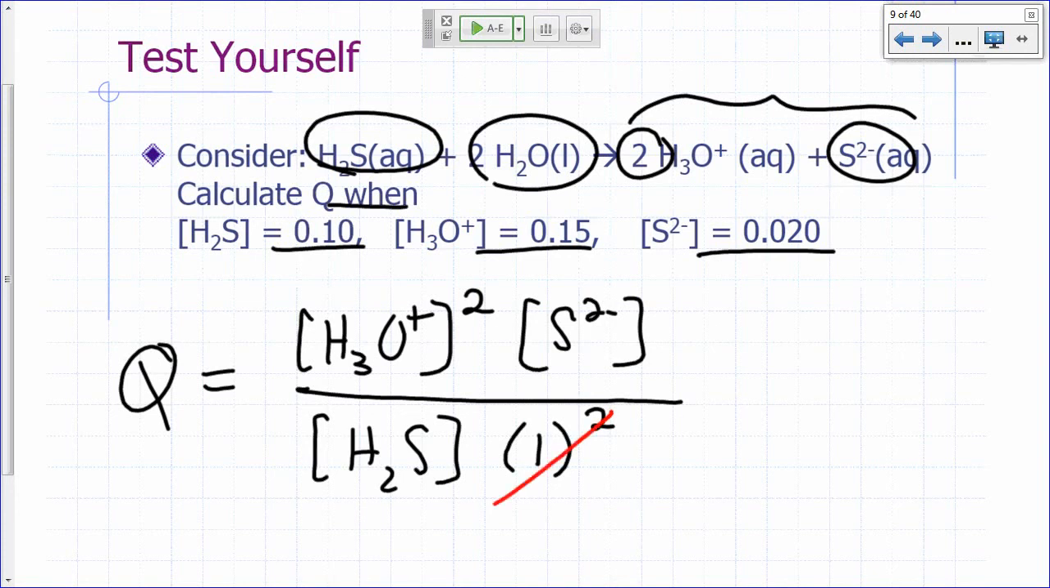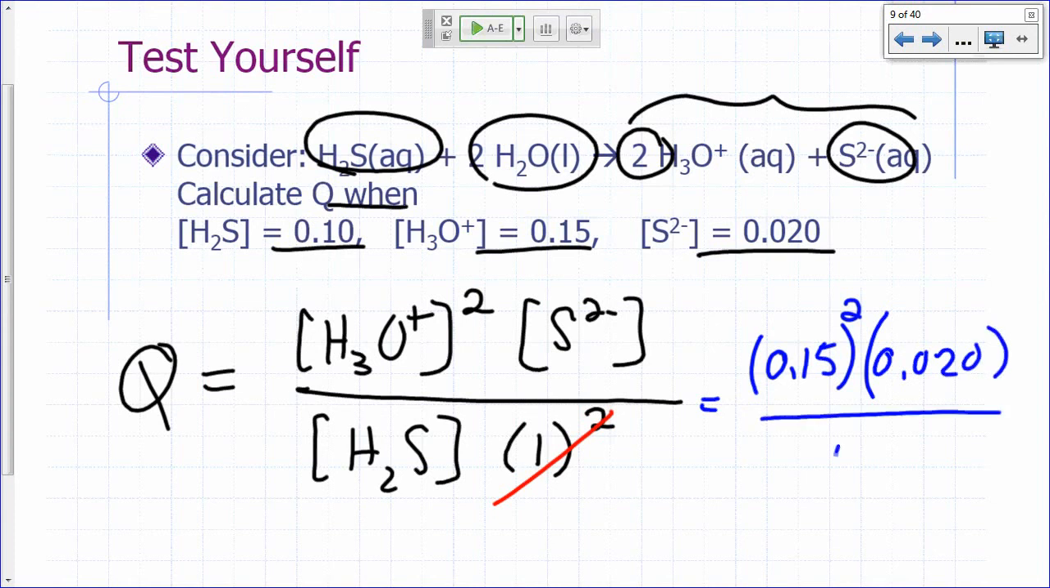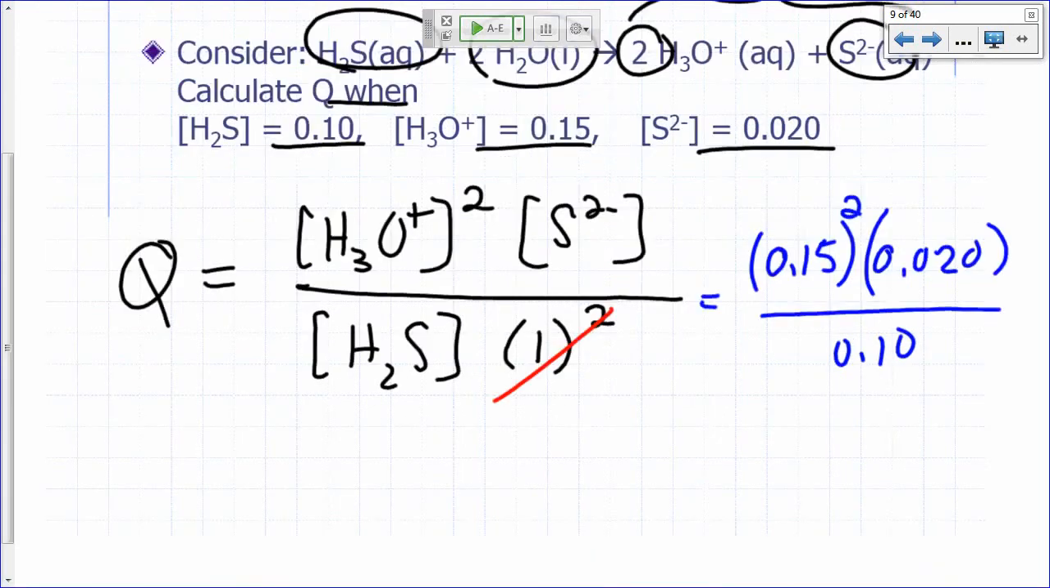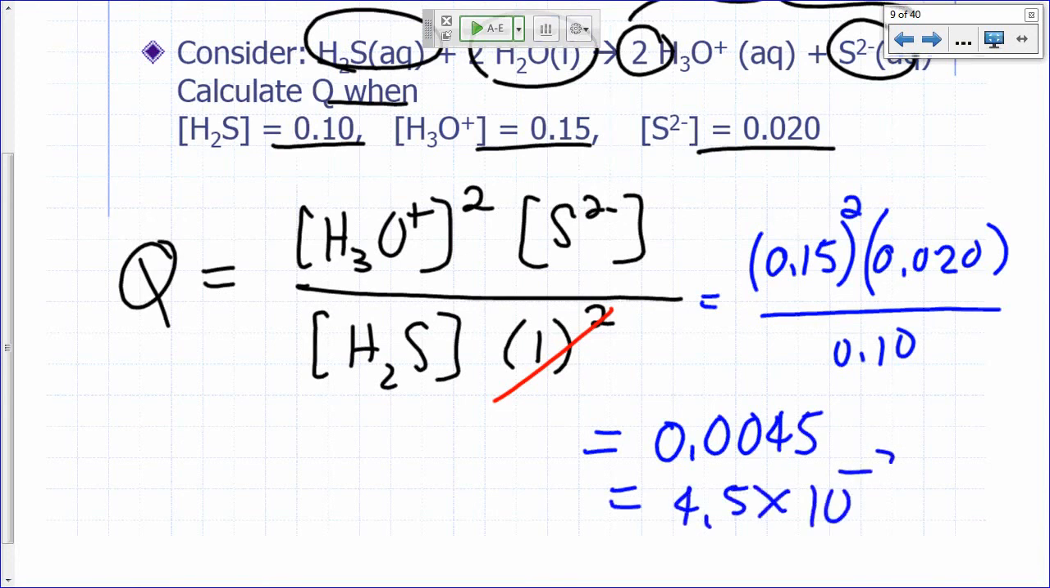All right, so let's plug in our numbers. What are the numbers? H3O plus is how much? 0.15 squared. And sulfide is 0.020 divided by H2S, which is 0.10. Okay? So our reaction quotient in this particular case is 0.0045 or 4.5 times 10 to the negative 3. And it's a unitless quantity. Okay?